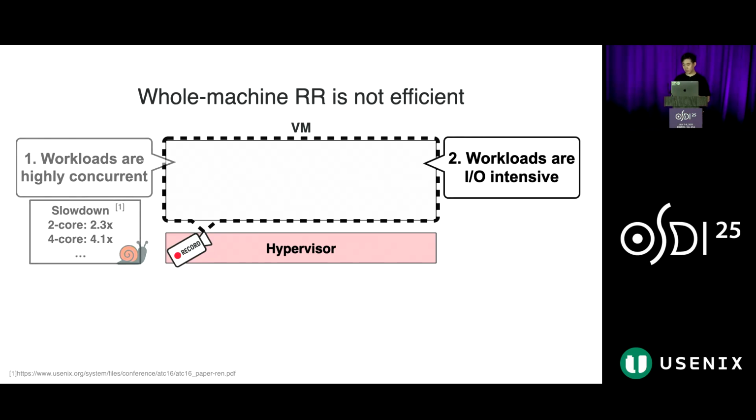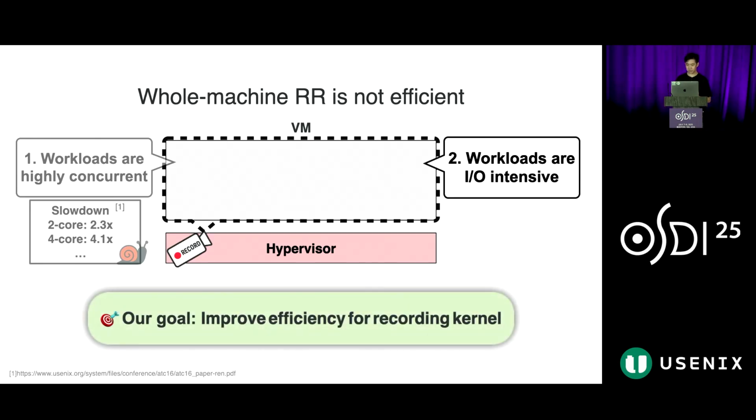Secondly, the workloads are I/O intensive. As we know, the I/O input from the external devices is also part of the recorded input. So the higher the VM I/O, the more data needs to be recorded. On the other hand, recording efficiency is also very important because many tricky and hard-to-catch bugs happen only in long-running systems and even in production, where performance-critical workloads are running. So our goal is to improve the efficiency of recording the kernel as much as possible.